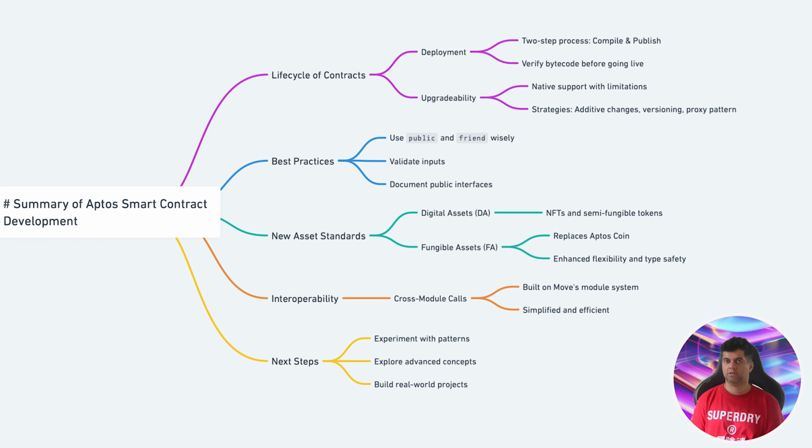That's a wrap for this session on Aptos smart contract development. We covered a lot of ground, from understanding the lifecycle of contracts, best practices, and new asset standards to exploring interoperability and upgradability. By now, you should have a solid understanding to start building your own smart contracts on Aptos using the Move language. As you continue your journey, remember to keep experimenting with different patterns and exploring more advanced concepts. The Aptos ecosystem is evolving rapidly, and there's so much more to discover. In the next video, we'll dive into creating a real-world project, combining everything we've learned so far.